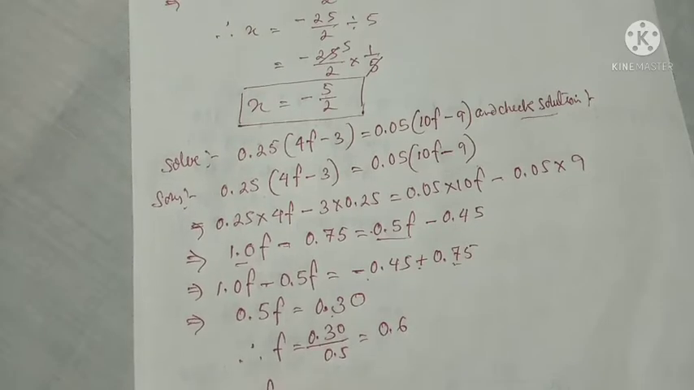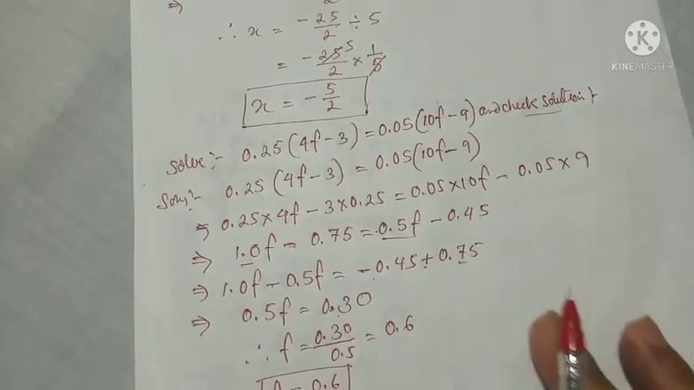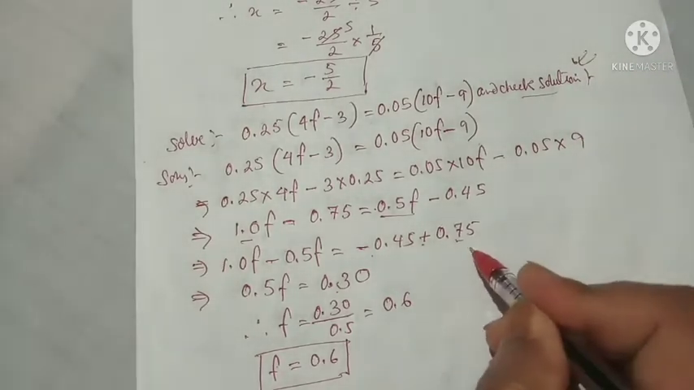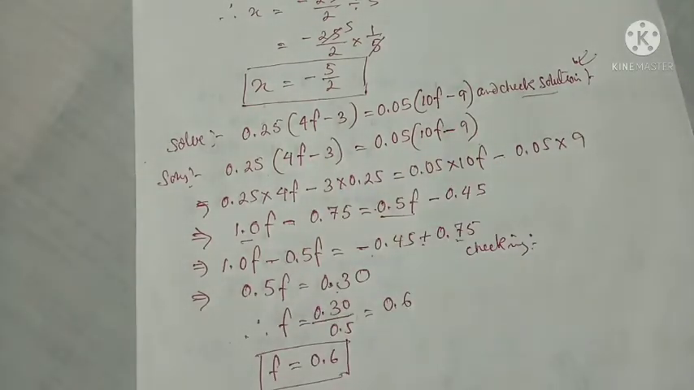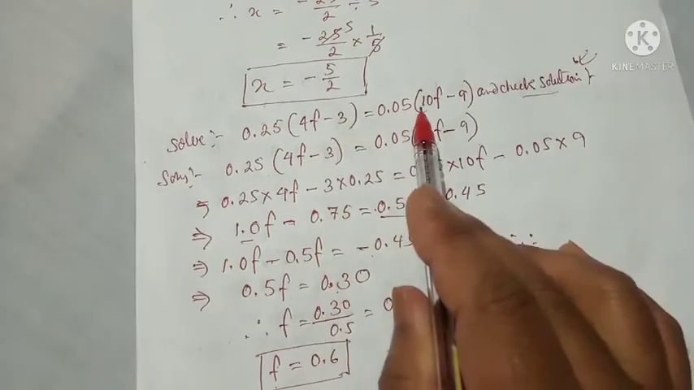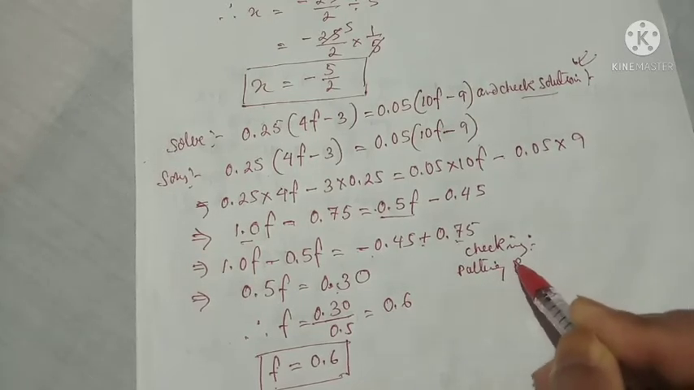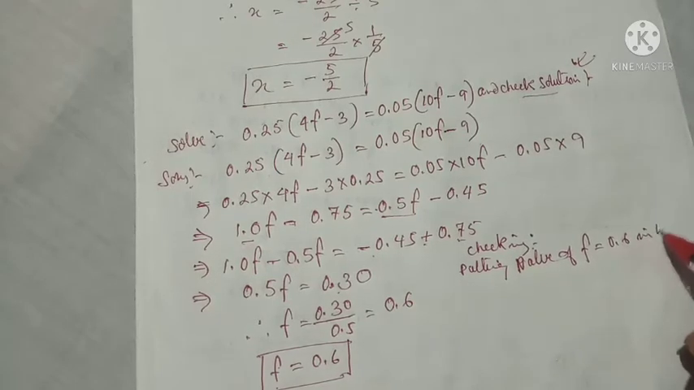Then the value of the variable f, the solution of this equation, is f equal to 0.6. Now we need to check again. Checking. In the checking, if both the left hand side and the right hand side are equal, then we can say that f equal to 0.6 is a solution of this equation. Okay, putting the value of f equal to 0.6 in both sides.